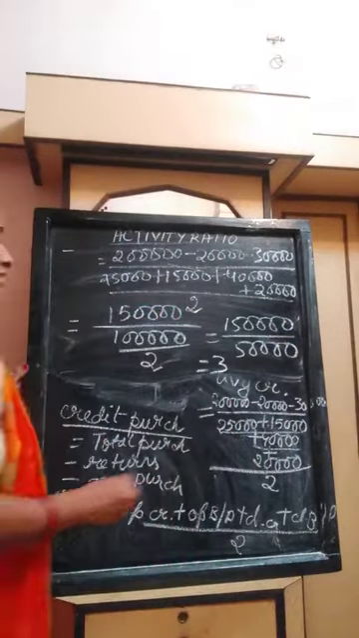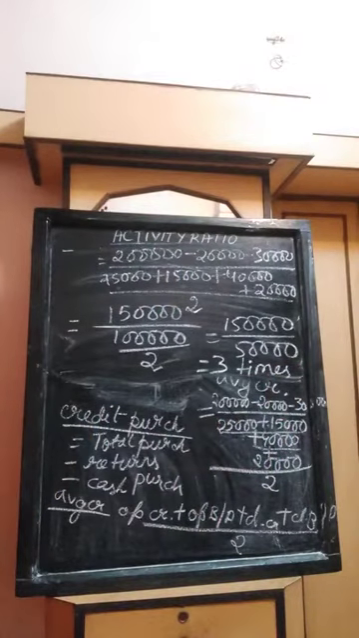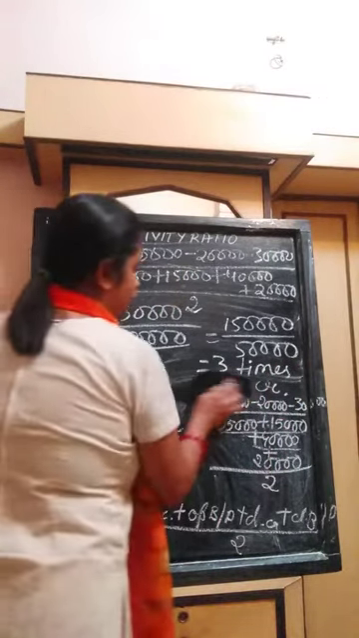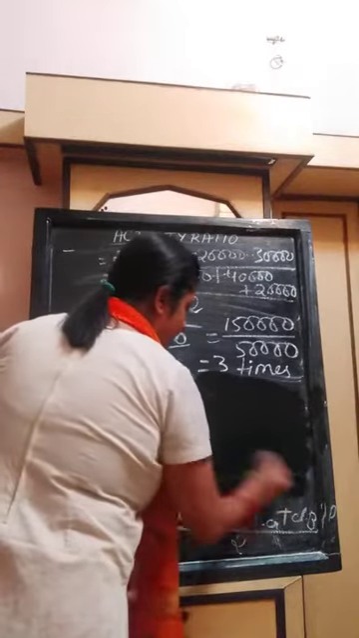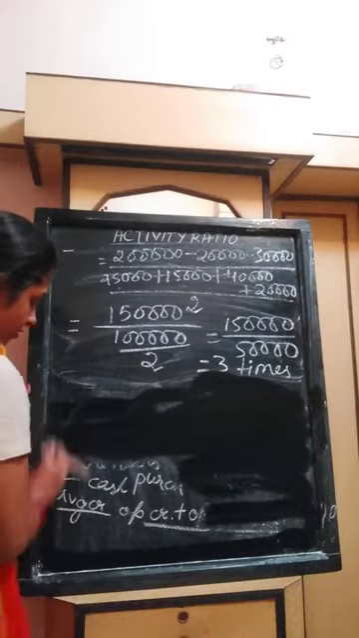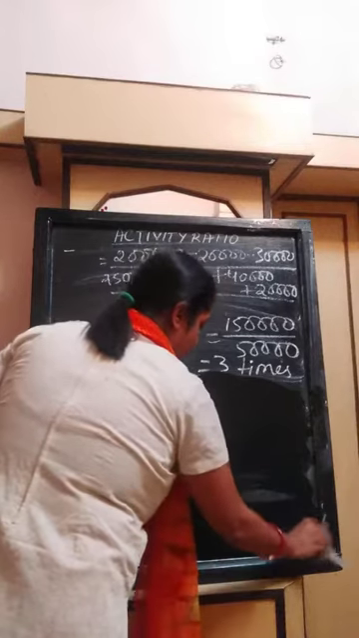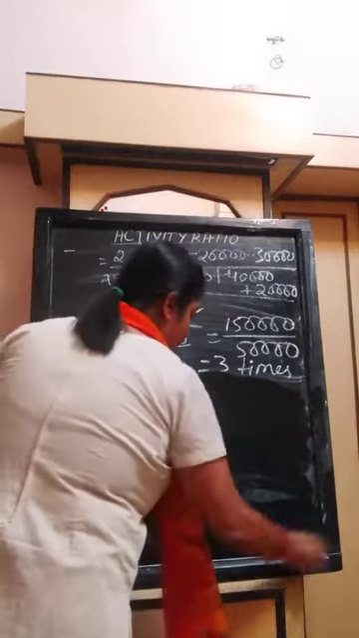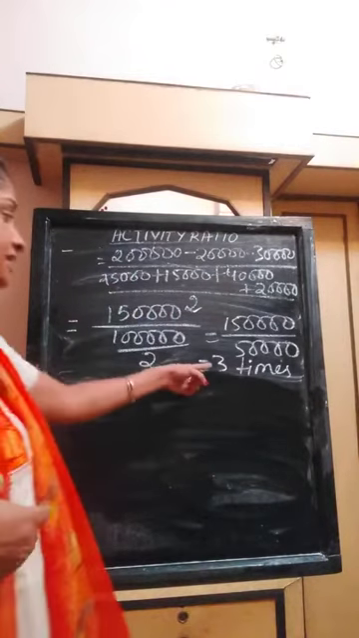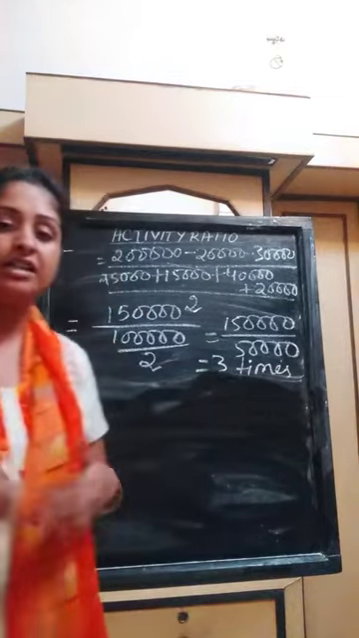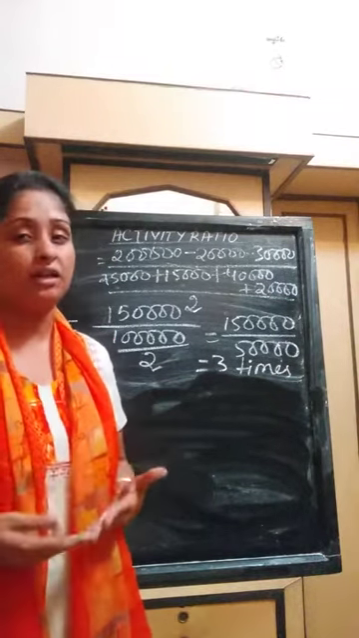Again it is coming 3 times. 3 times is the answer coming as the creditors turnover ratio. That means in a year creditors turnover will be 3 times. That is, creditors will be paid, all the dues of the creditors will be cleared, 3 times in a year. This 3 times indicates that creditors will be paid 3 times in a year, which is not bad.